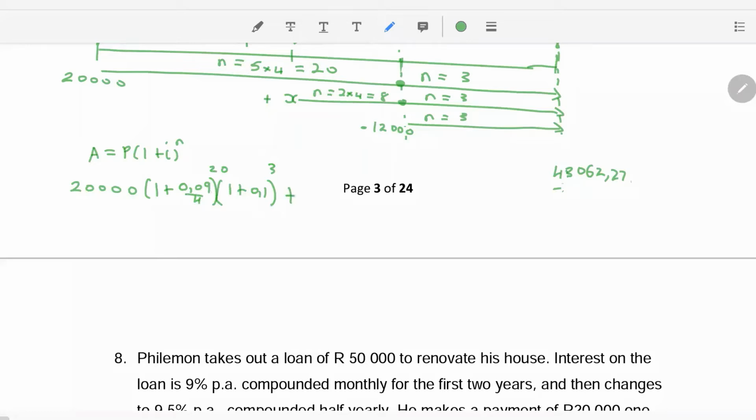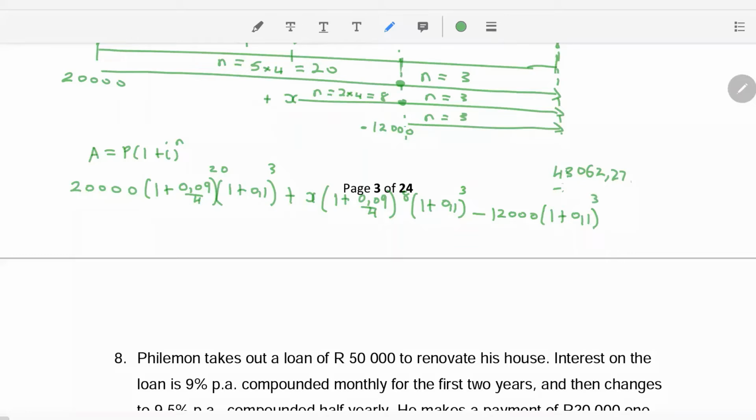Then plus the X amount, which earned an interest of 9% compounded quarterly for the first 8 quarters, and then earned interest of 10% compounded annually for the last 3 years. Then minus the 12,000, which could have earned an interest of 10% compounded annually for the 3 years.